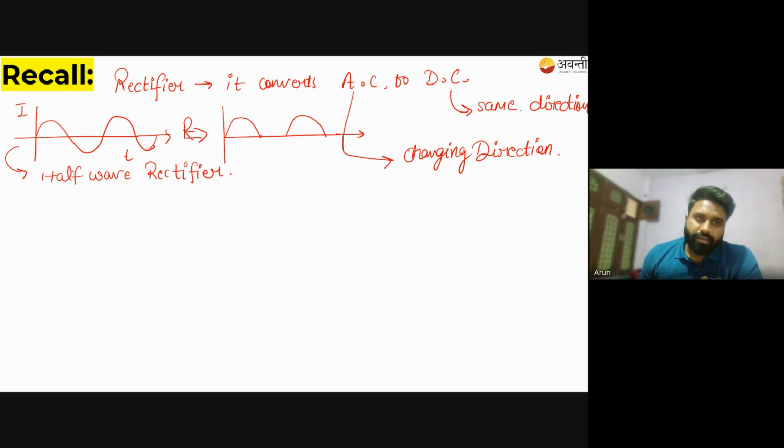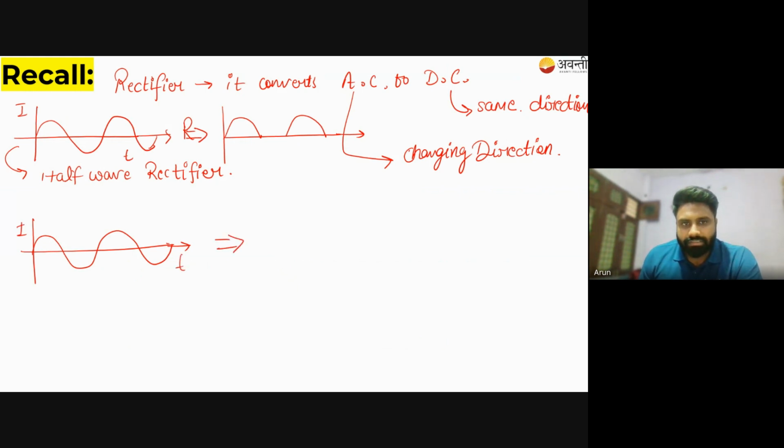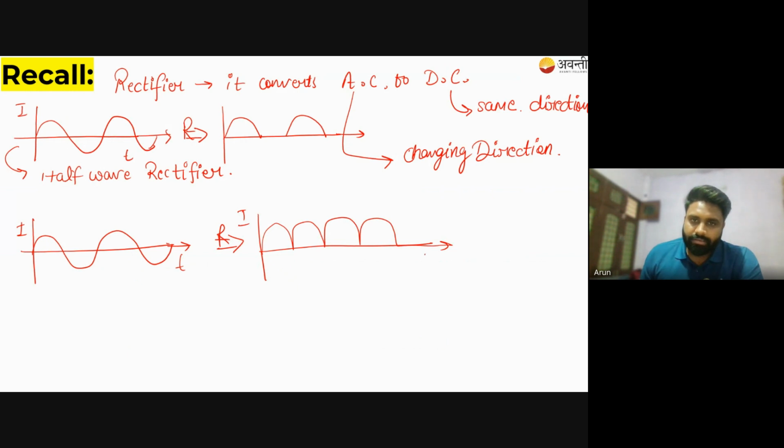Now, if the full wave is rectified, this is the alternating current, and by using this rectifier we alter the whole, complete wave in one direction. Then this type of rectifier is termed a full wave rectifier.